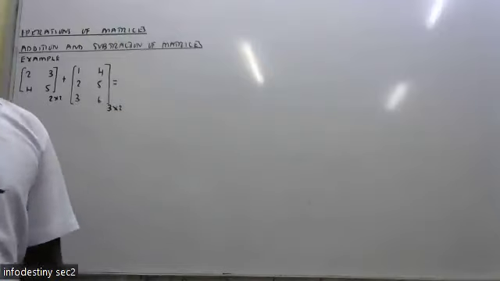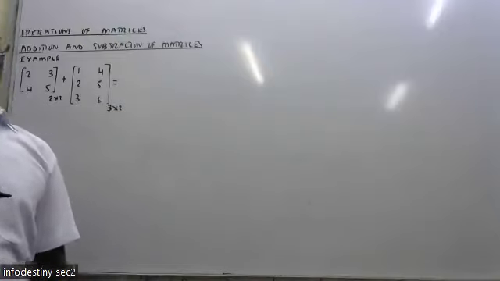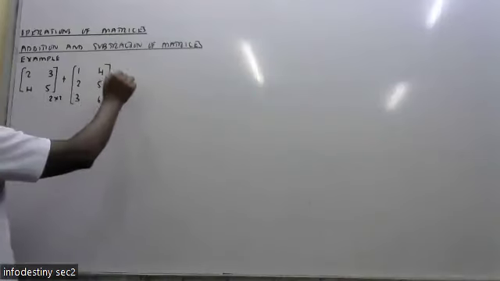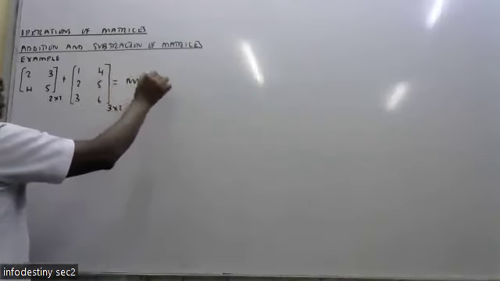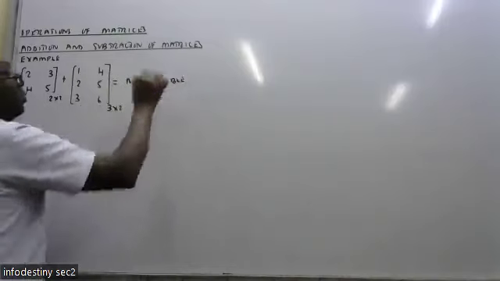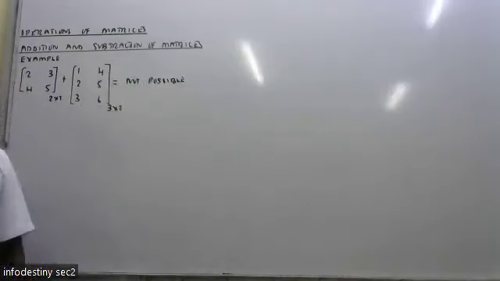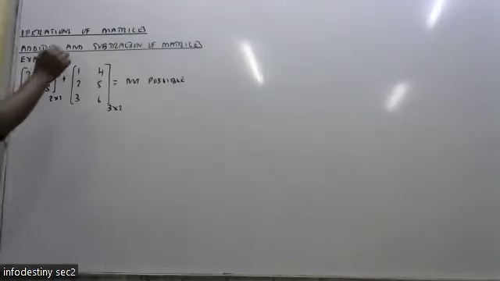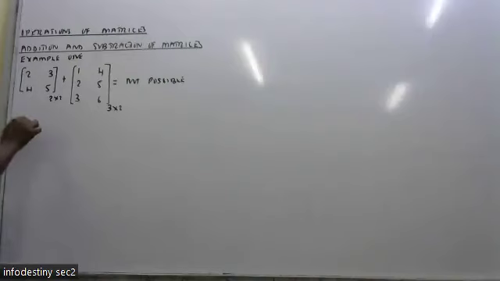When you look at the notes on addition and subtraction of matrices, you'll find that you can only add or subtract matrices if they are of the same order. So are these orders the same? So then you simply tell us not possible. Those two cannot be added because the orders are not the same. That was example 1. So let's do example 2.